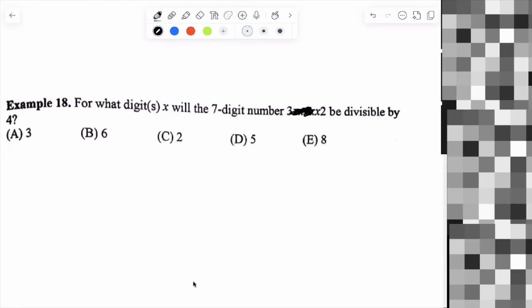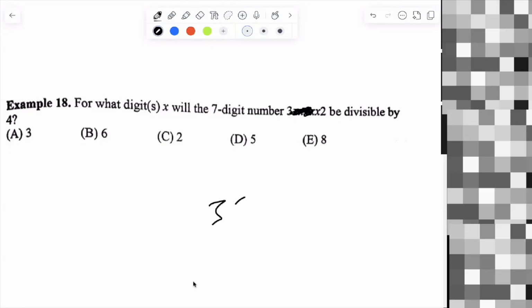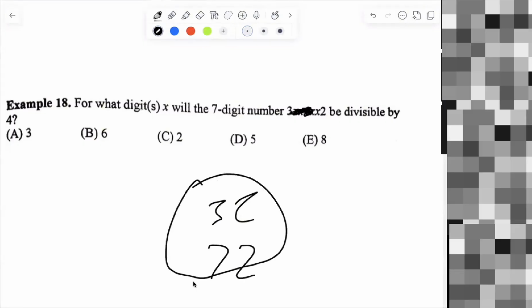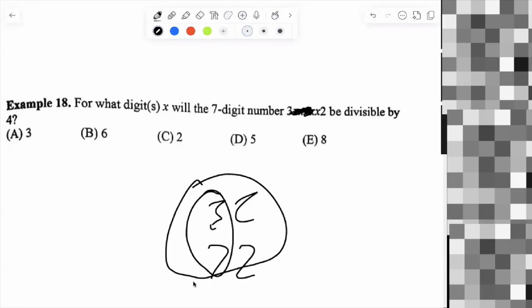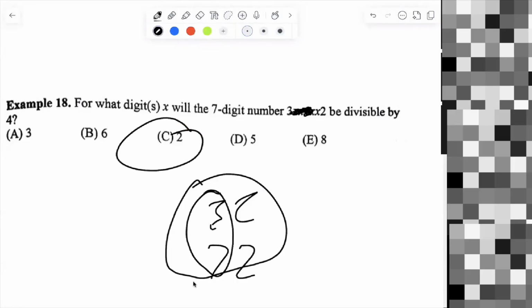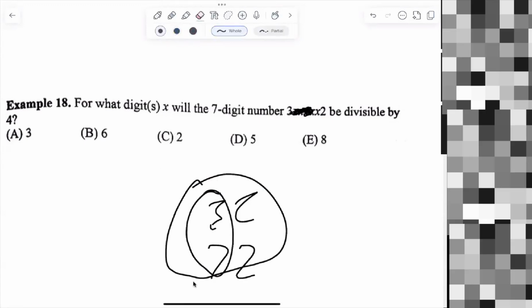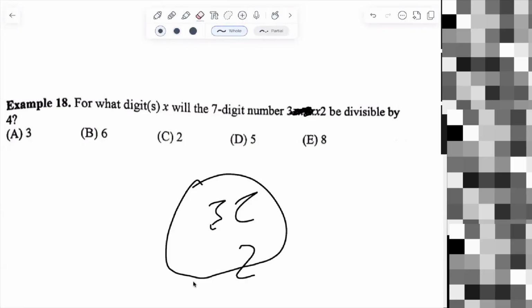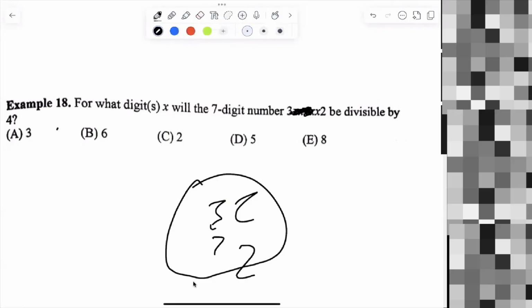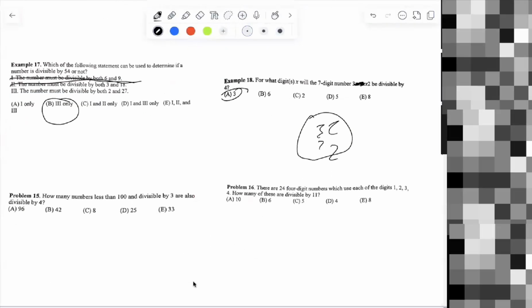Well, there are notably 32 and 72. Those are the only two. So there's only two digits. So the answer is C. Oops. I misread the question. This is for one digit, so not the number of digits. So it's 3 and 7. Which means that 3 works out of all of these options, since there's no 7.